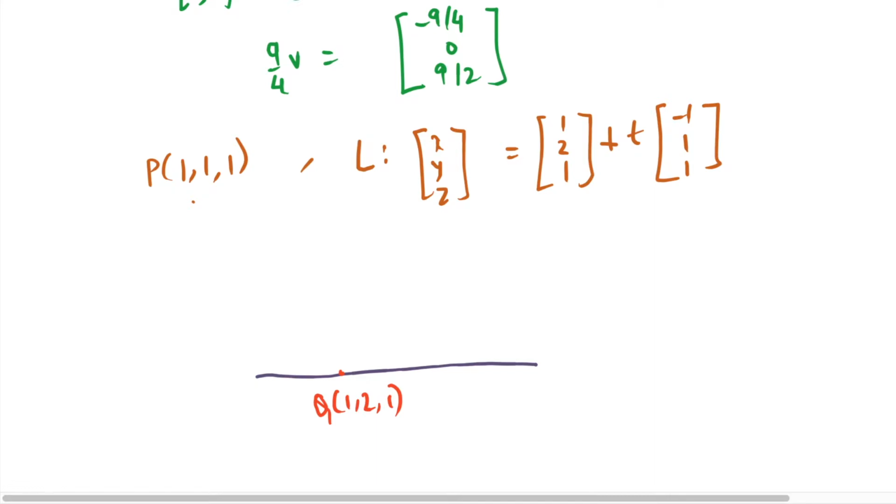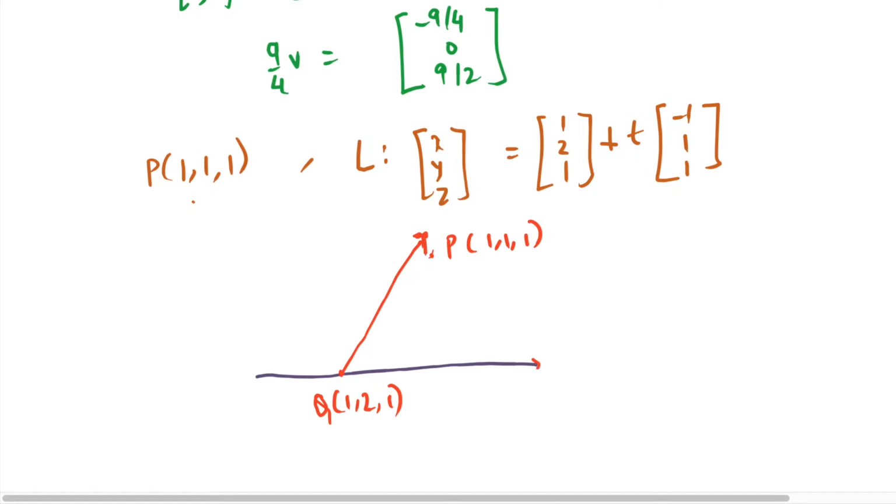Let me draw the point p also. So let's say p is over here and p is (1, 1, 1). Okay, so the vector qp, assume that point p is over here, not here. So the vector qp can be drawn like so.